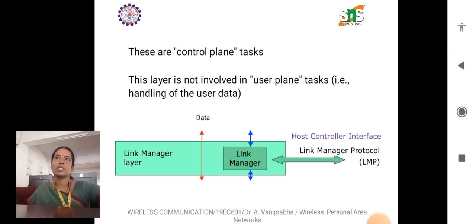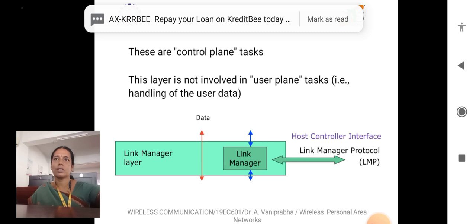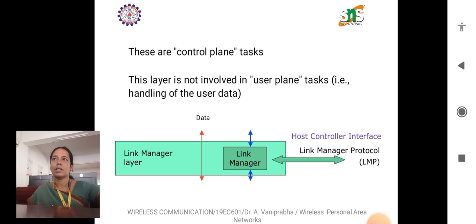These are the control plane tasks. This layer is not involved in user plane tasks, that is, handling of any data is not done in this layer. It just monitors or controls the task. The link manager layer simply manages or directs the activities. Link manager layer is also a bidirectional layer. This comes under the host controller interface and it is controlled by the link manager protocol, LMP.